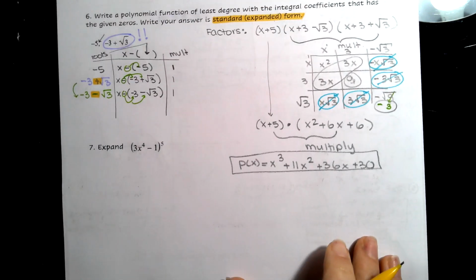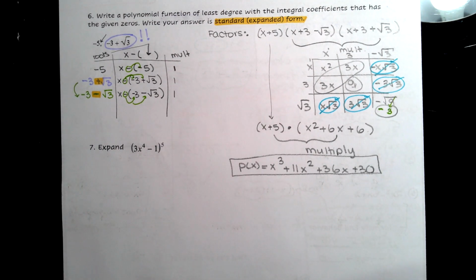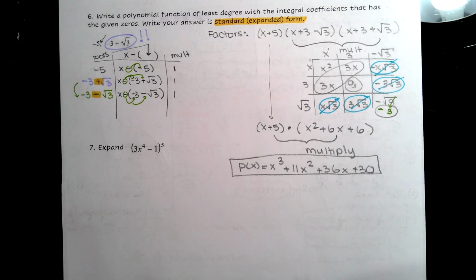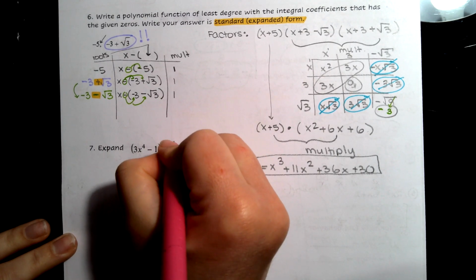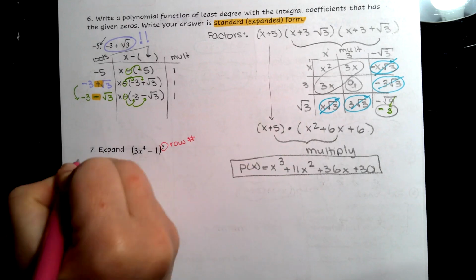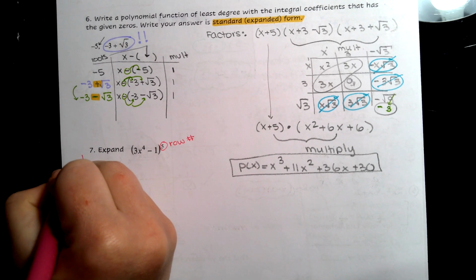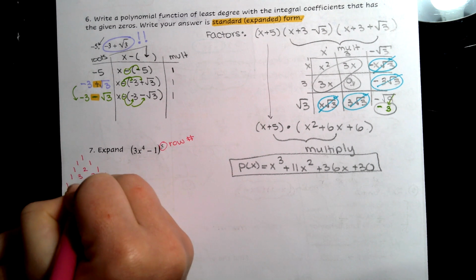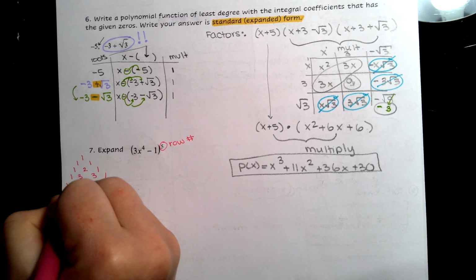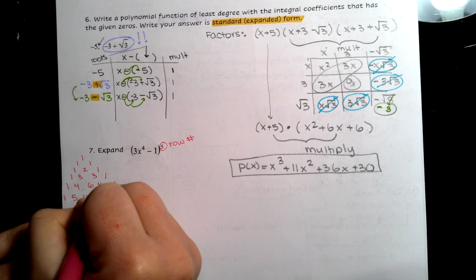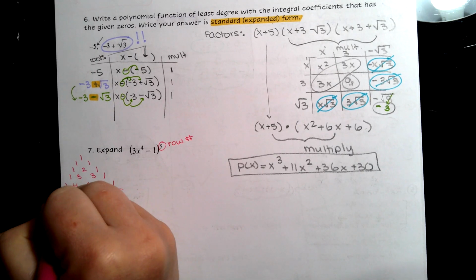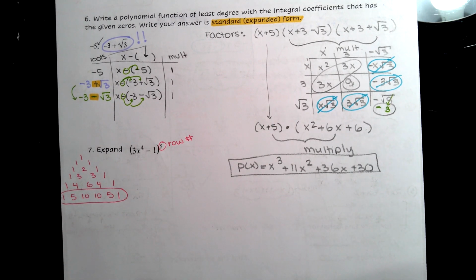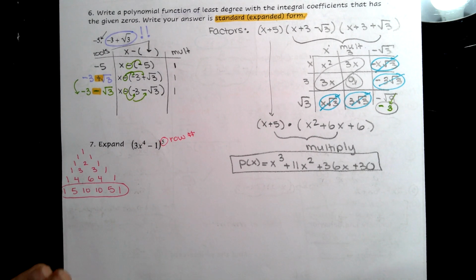Okay. Last one, expanding. So for expansion, this is talking about Pascal's triangle. This is going to be your row number. So we're going to write out 1, 1, 1, 1, 2, 1, 1, 3, 3, 1, 1, 4, 6, 4, 1, 1, 5, 10, 10, 5, 1. Our row number is 5, so we want the 1, 5, 10, 10, 5, 1.